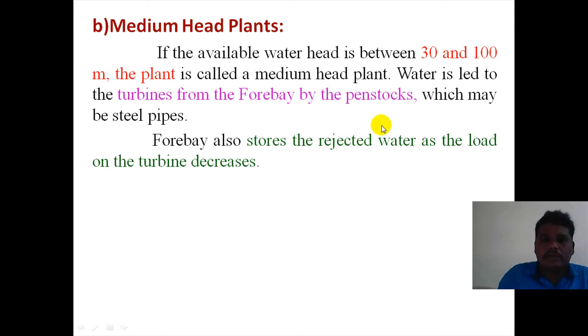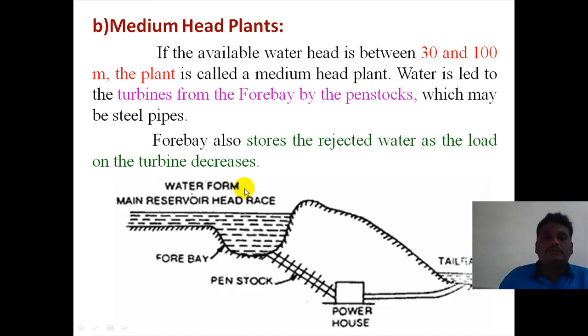The forebay also stores the rejected water as the load on the turbine decreases. When the load on the turbine decreases, the forebay is used to send the water.